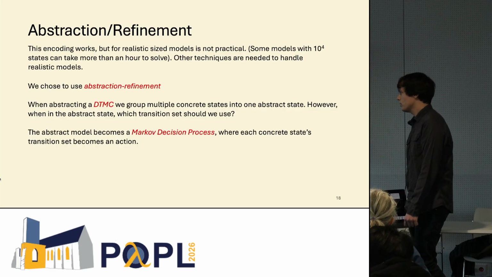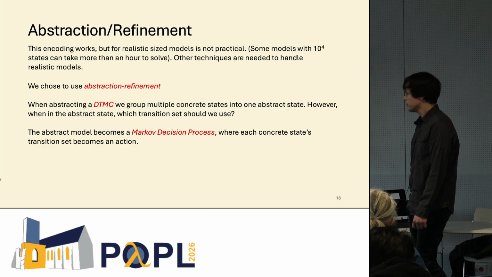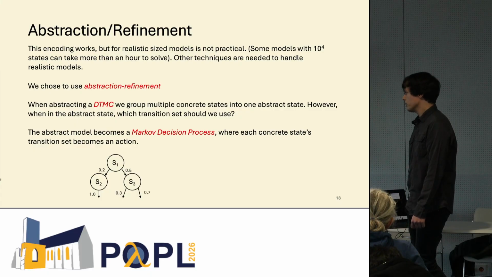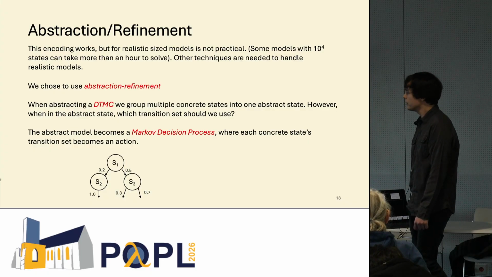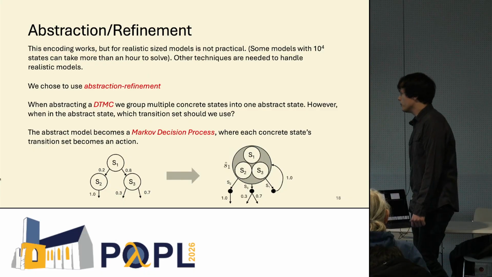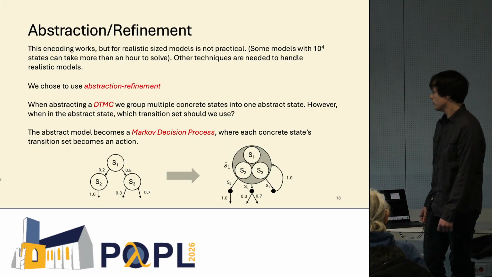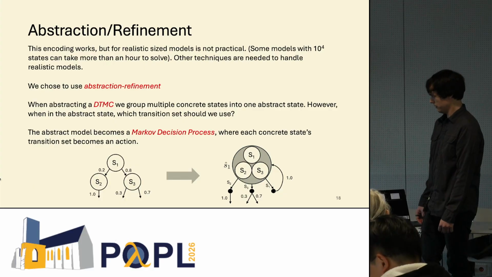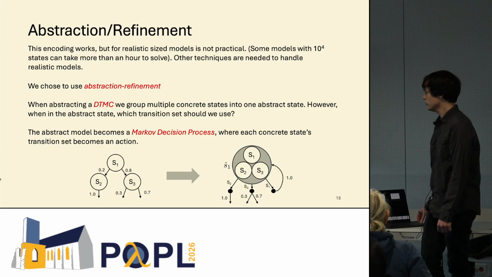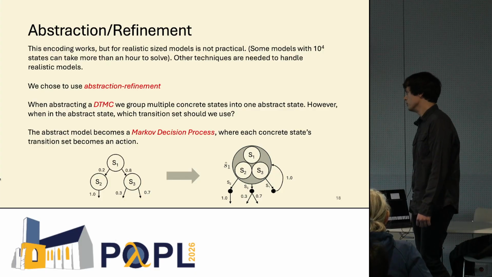So the abstract model ends up becoming a Markov decision process where each concrete state transition becomes an action. For example, if we were to have these three states here and we wanted to group them together into an abstract state, we would end up with something like this, where each one of these concrete states is going to have an action. And for example, since state 1 only goes to other states in the abstract state, it is going to loop on itself, whereas the other two are going to remain as they were before.